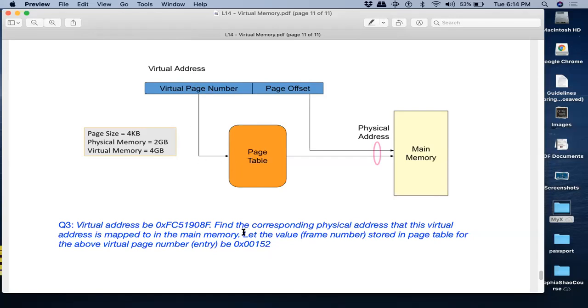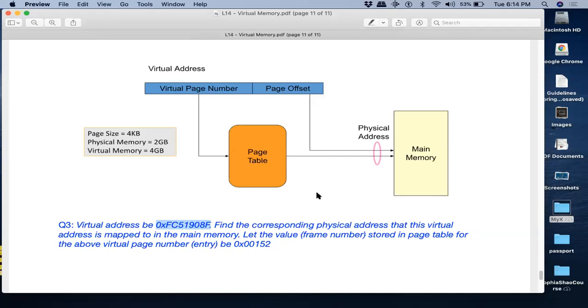And the question is saying to find the corresponding physical address that this virtual address is mapped to in the main memory, and let the frame number stored in the page table for the above virtual page entry be 0x00152. So this is basically the forwarding address, right? This is the value stored on the page table for the virtual page number corresponding to this address. So you have to find out the corresponding physical address, okay?